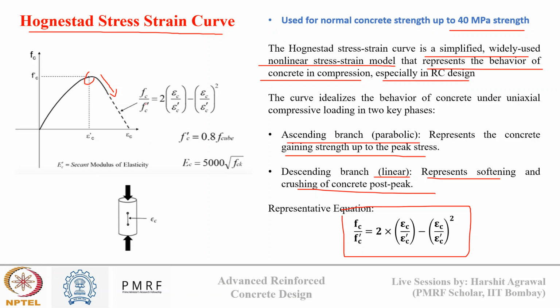So this fc dash is the ultimate load. Okay, and epsilon c dash is the strain corresponding to the ultimate load. And knowing a certain strain, suppose I'm saying strain of 0.001. Okay, so at this strain we can estimate the stress taken by the concrete. Okay, so this is how we use this profile.